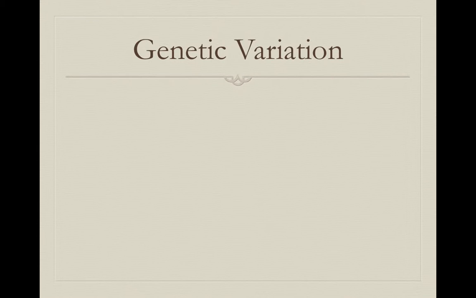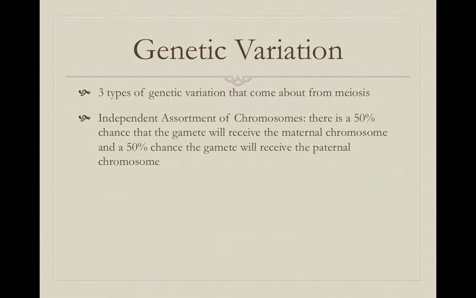A lot of genetic variation comes about from meiosis. There are actually 3 types of genetic variation that come out of meiosis. The first one is independent assortment of chromosomes. In meiosis, there's a 50% chance that the gamete will receive the maternal chromosome and a 50% chance that the gamete will receive the paternal chromosome. That's what makes everyone vary, because not everyone will have the maternal, and not everyone will have the paternal. It's going to be a little bit of both.